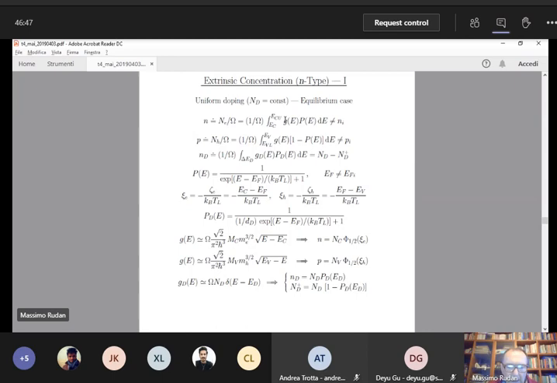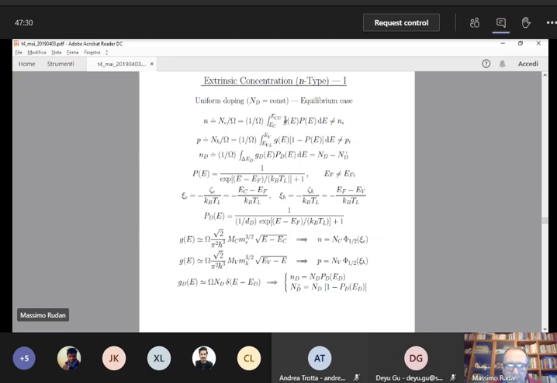The same analysis can be done for the holes of the valence band. So we have Gh in the line before the last. Gh indicates the density of states of the valence band, and the concentration of holes in the valence band is NV, that is the effective density of states of the valence band, times the Fermi integral of order 1/2 of the argument psi h. So the calculation is identical to the intrinsic case, the numbers are different.